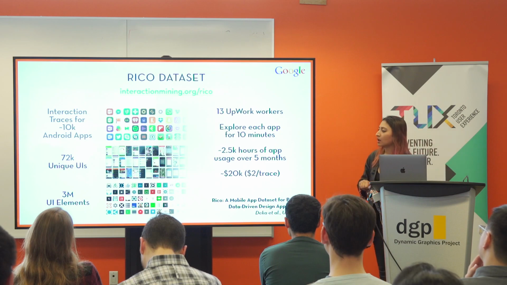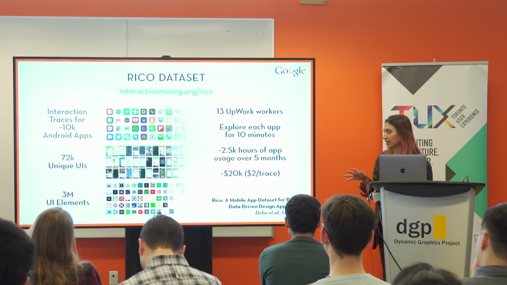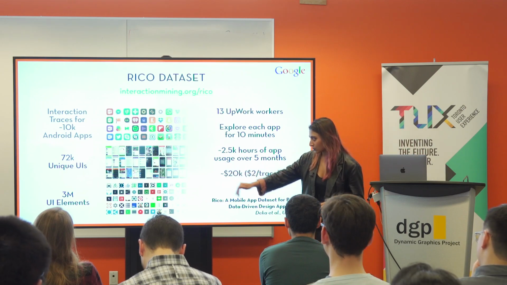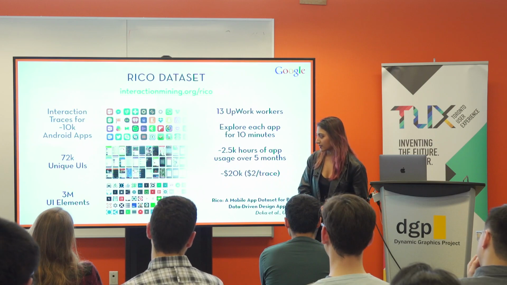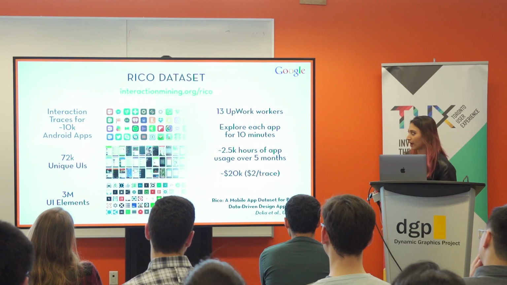And what we did was we collected interaction traces for around 10,000 Android apps, which really meant it was around 72,000 unique UI screens and about 3 million UI elements.